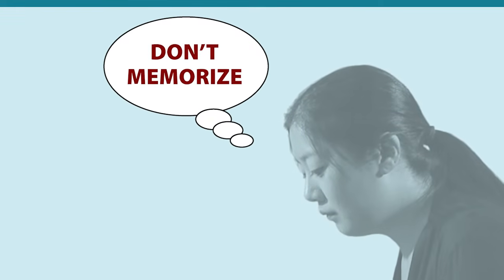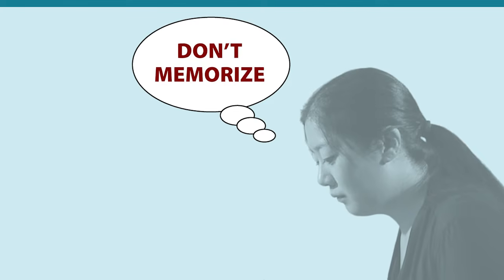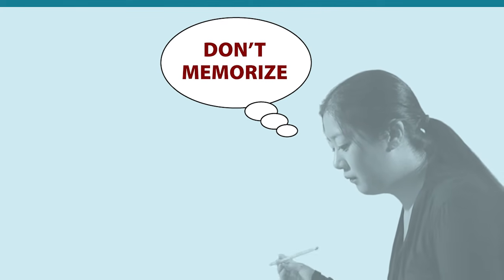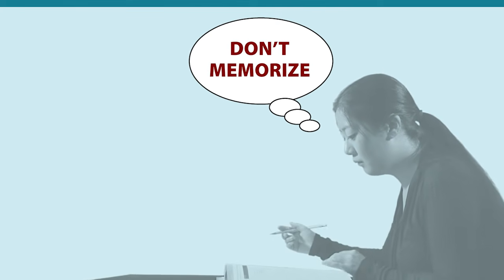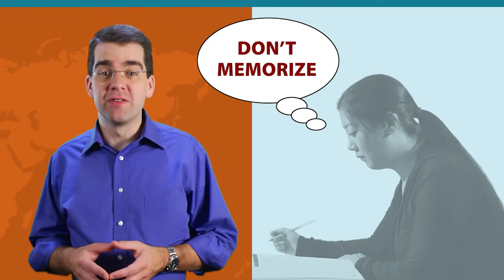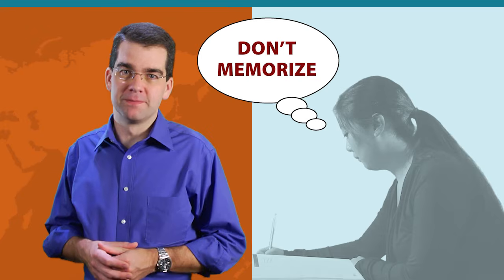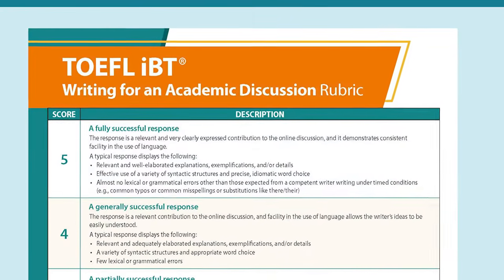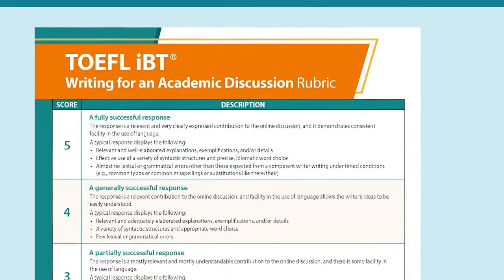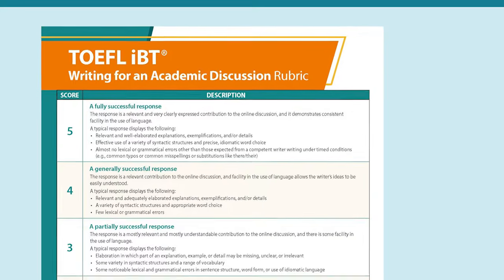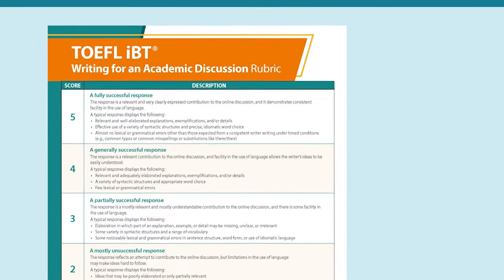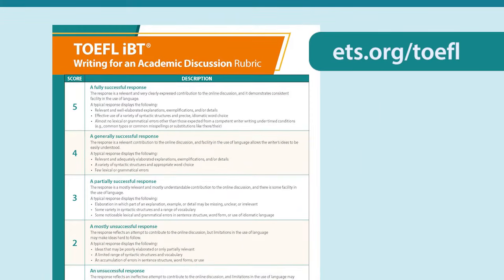And don't try to create an answer by memorizing sentences or paragraphs on various topics before the test and then trying to relate them to the topic you receive, because the content won't be appropriate and you'll just receive a low score. You can see exactly how your responses are scored by looking at the Writing for an Academic Discussion rubric or scoring guide. The writing rubrics can be found on the TOEFL website.